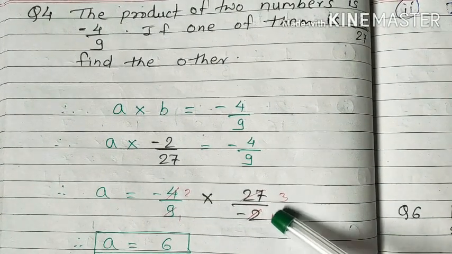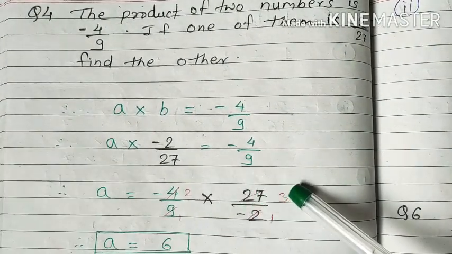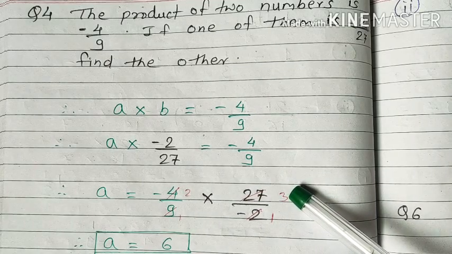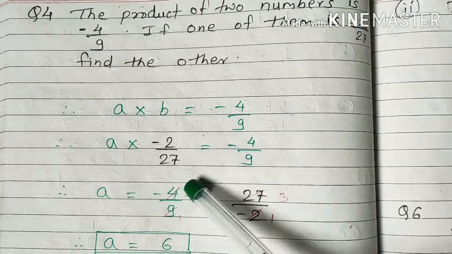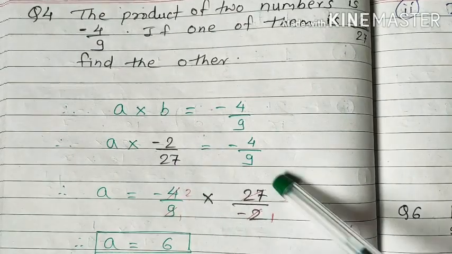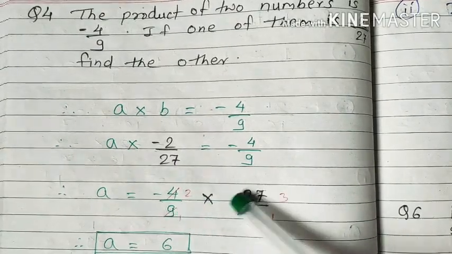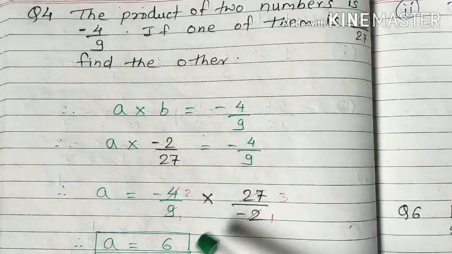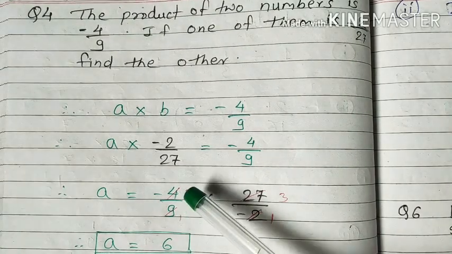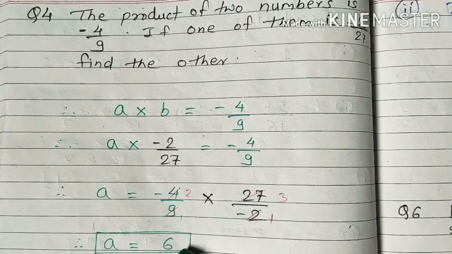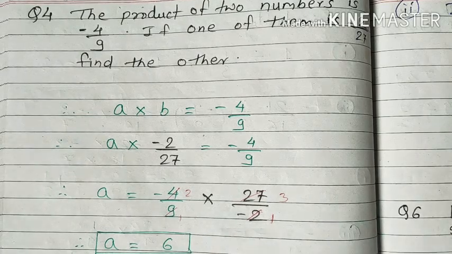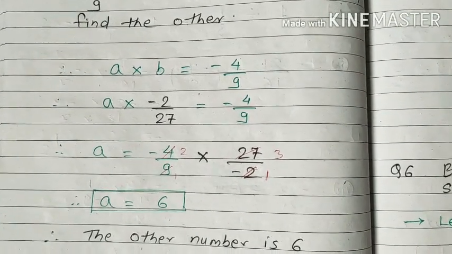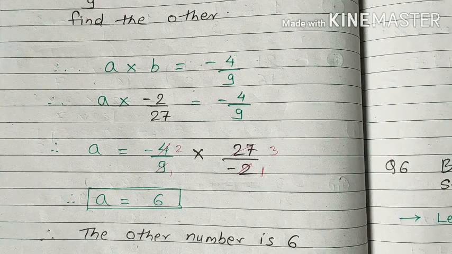Then 2 1s are 2, 2 2s are 4, 9 1s are 9, 9 3s are 27. Got it? And see, this is a negative number, this is also a negative number. So when we multiply these two negative numbers, the answer will be positive. Therefore 2 3s are 6. The value of A is 6. That means the other number is 6. Is that understood, everyone?